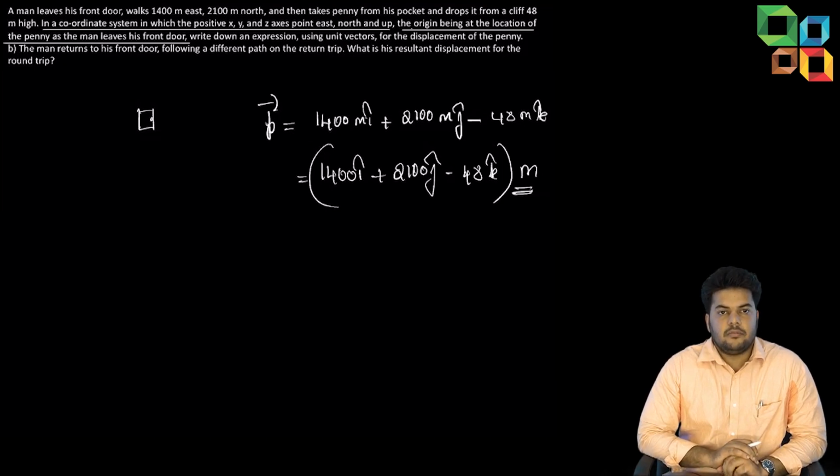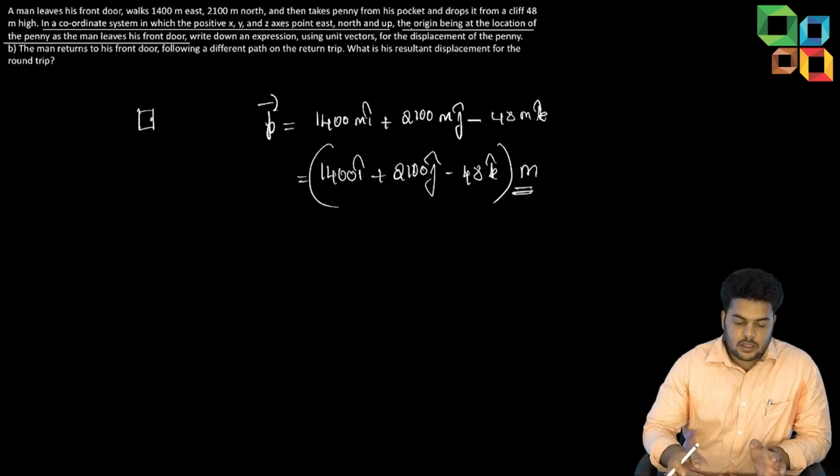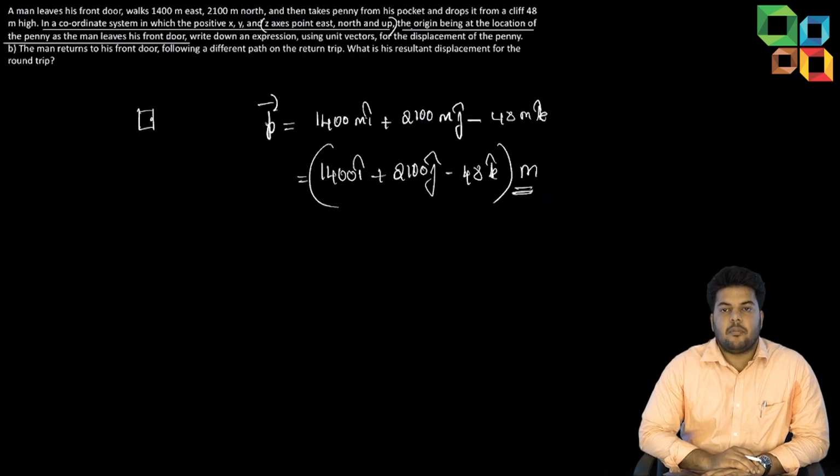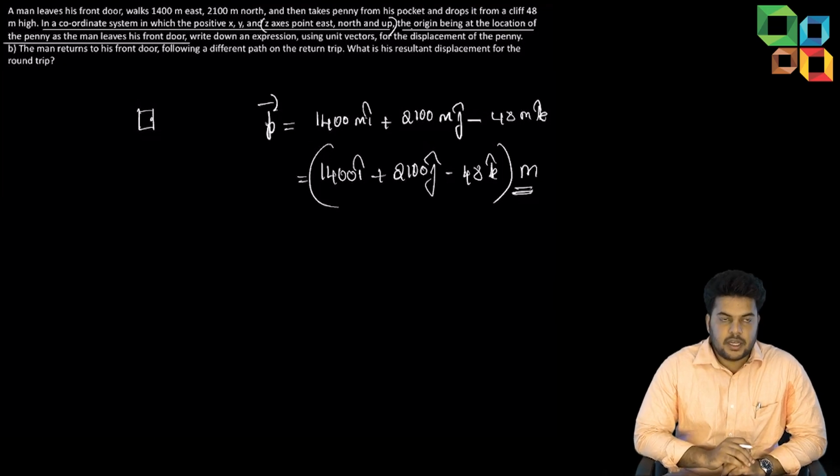What do you think, Avni? Sir, why did we write negative 48? Because look at the way the coordinate system is defined. The z-axis means up. All right, okay, got it. So we have dropped the penny, which means we are going down, isn't it? So it is minus 48 k cap.